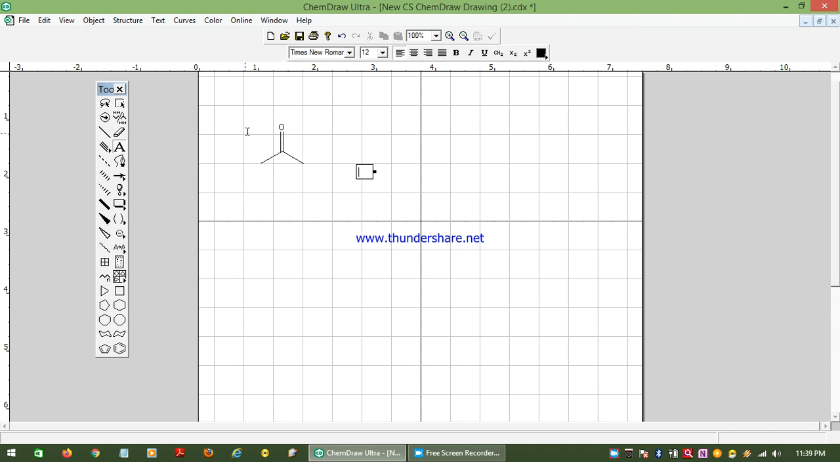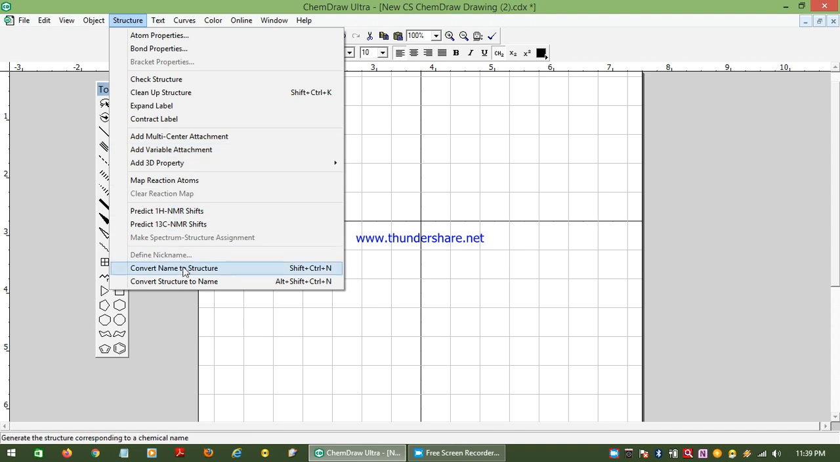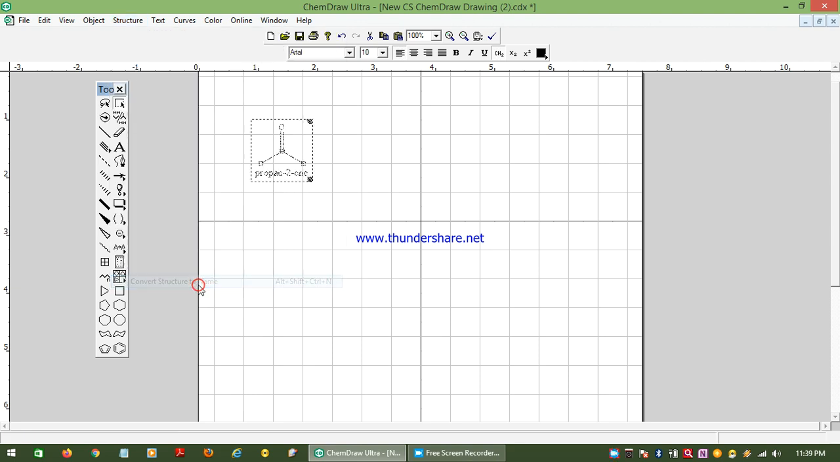So if you want to give a name, you select this using the selection key. You will get the selection of this particular molecule. Now if you want to get the name for this, you just go to structure and convert structure to name. This is one facility available. Directly you will get the name propan-2-one. If you want to write its common name, just go to this A and separately you can write acetone like this, or you can take the name directly from the software.